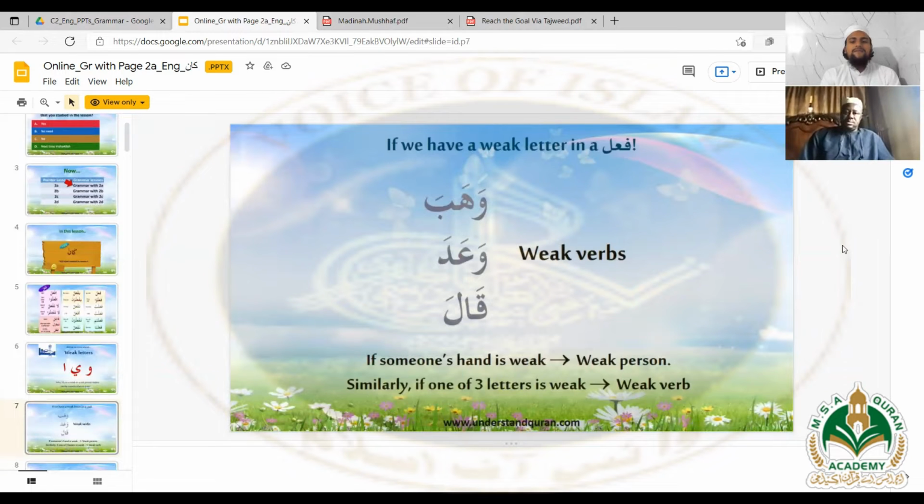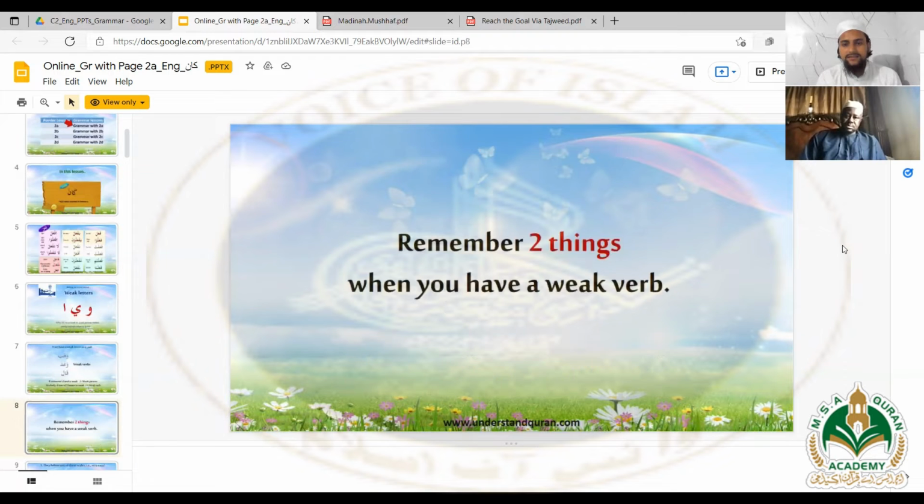And if we have a weak letter in a fi'l, that is a weak verb. Similarly, a person whose hand is sick, I mean there is an injury, we call him a sick person. He is feeling unwell. His hand is injured, his leg is injured, but because of his hand or his leg, we call him not well. He is weak, feeling weakness.